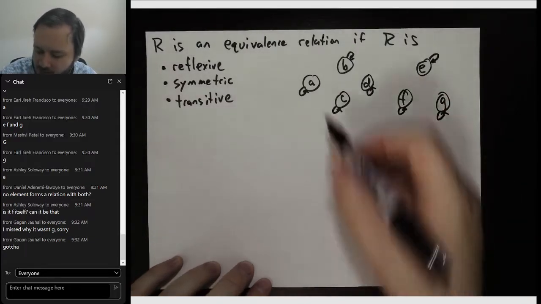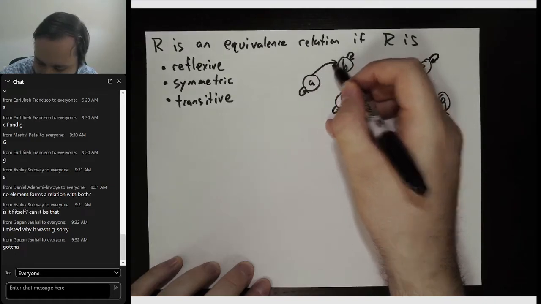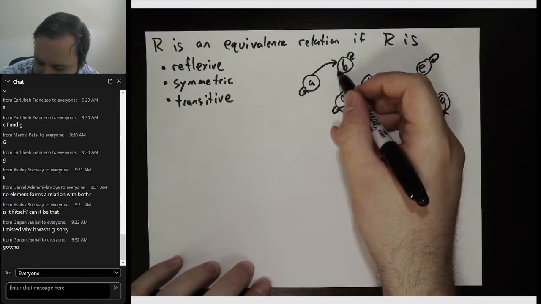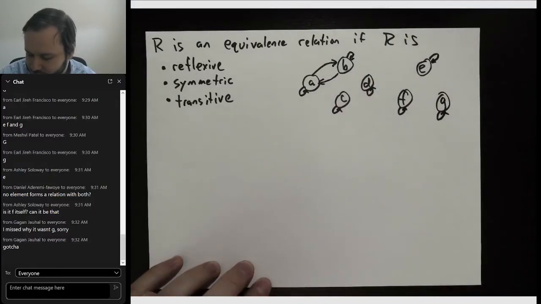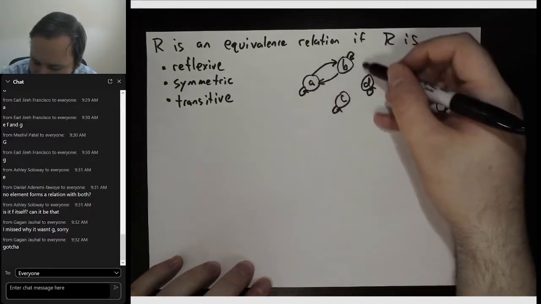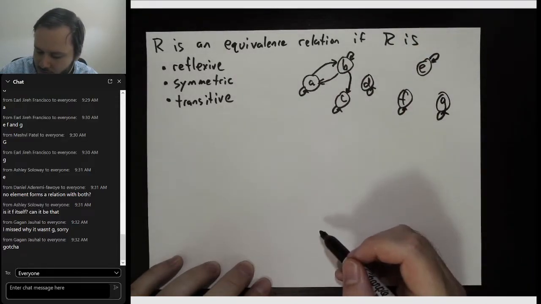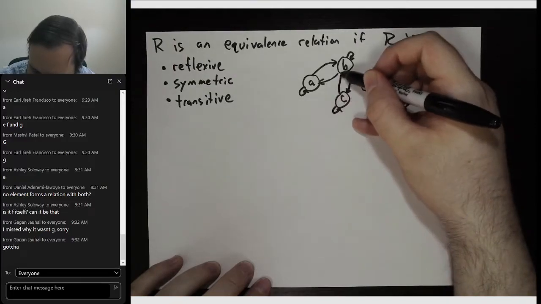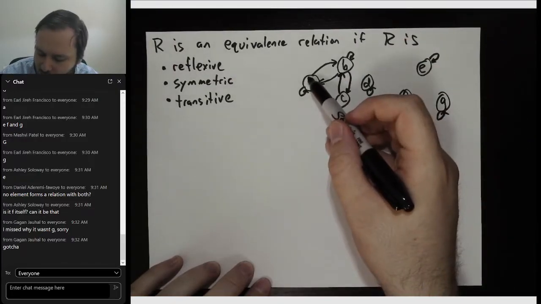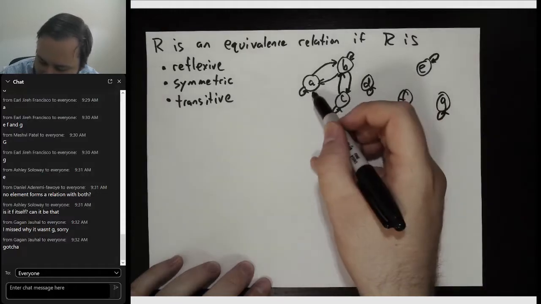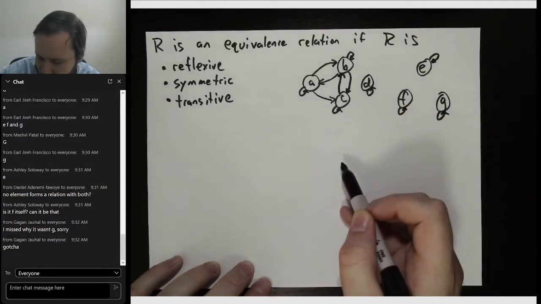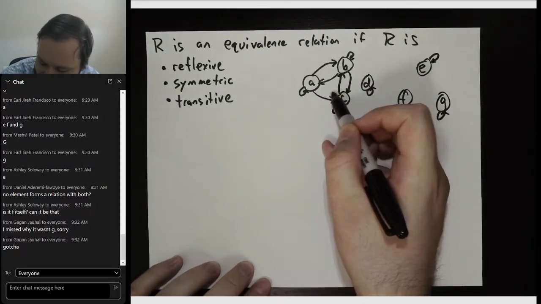And then if I ever have an arrow from A to B, I need that arrow to shoot back to A as well. And if I ever have an arrow from A to B and B to C, well, then I also need an arrow back from C to B. But also now I have an arrow from A to B and B to C, which means I need an arrow from A to C. And again, symmetry says I have to go back.